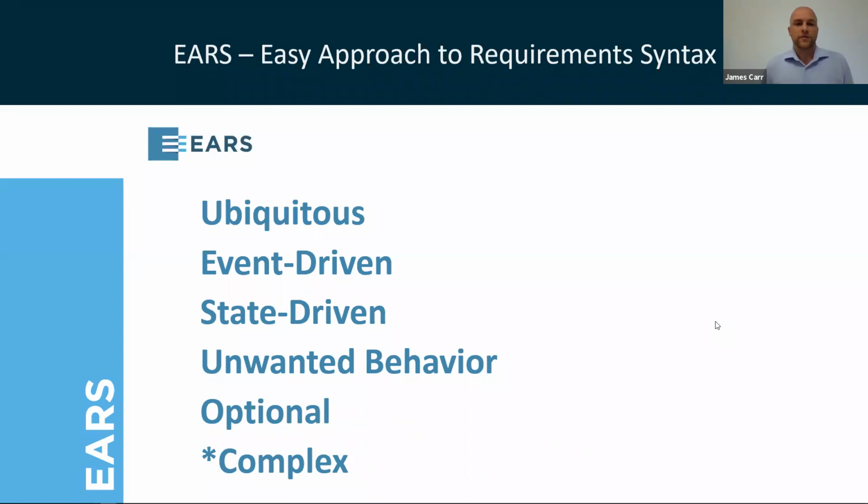And then optional requirements are if you have a system where sometimes a certain feature will be installed, other times it isn't. The optional requirement makes it clear that that particular instance, when that is or isn't installed, is the situation that you're talking about.